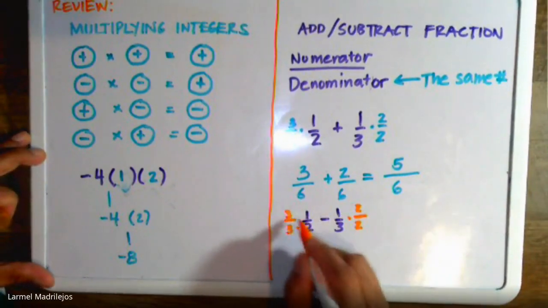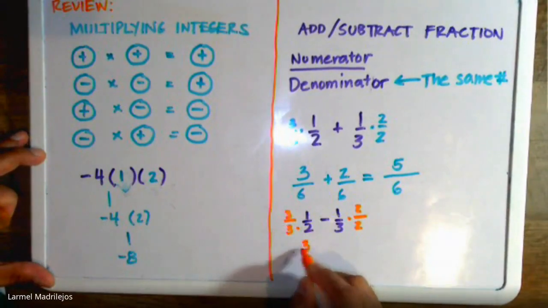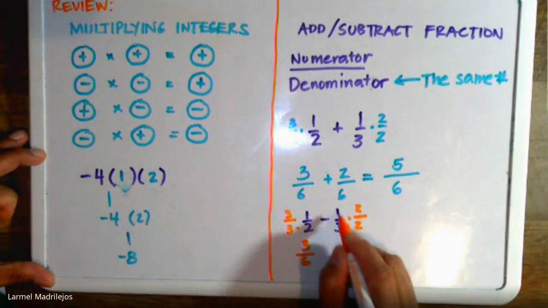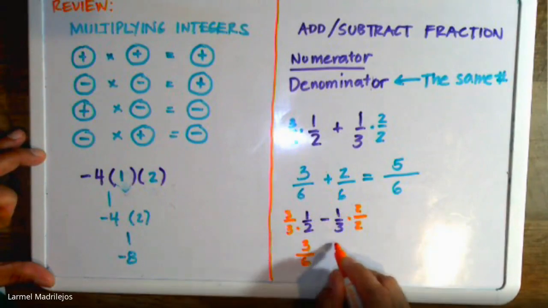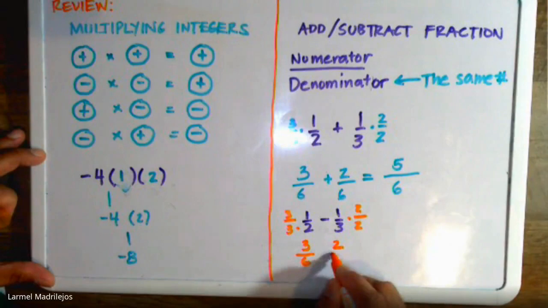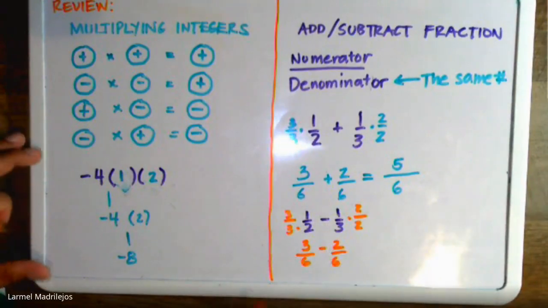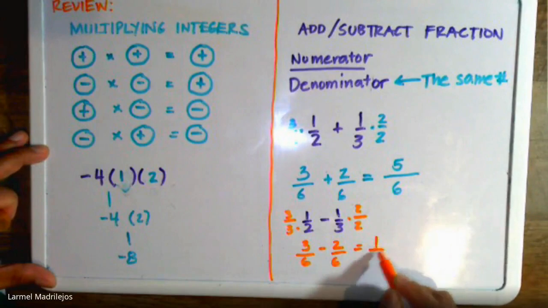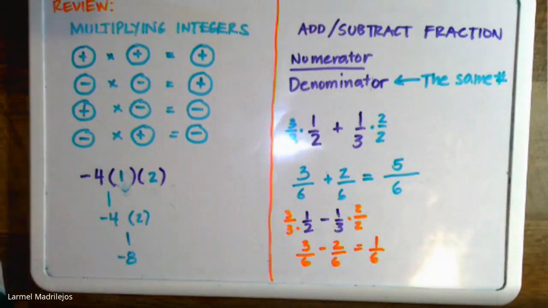So this number here, 3 times 1 is 3. 3 times 2 is 6. 1 times 2 is 2. 3 times 2 is 6. Now we have subtracting here. Let's do the subtraction. 3 minus 2 is 1 over 6. That's going to be the answer. 1 over 6. Thank you.